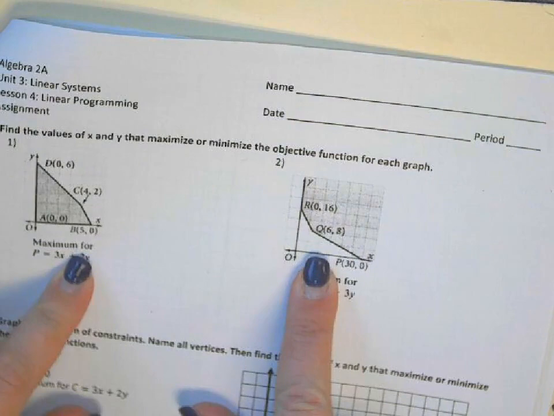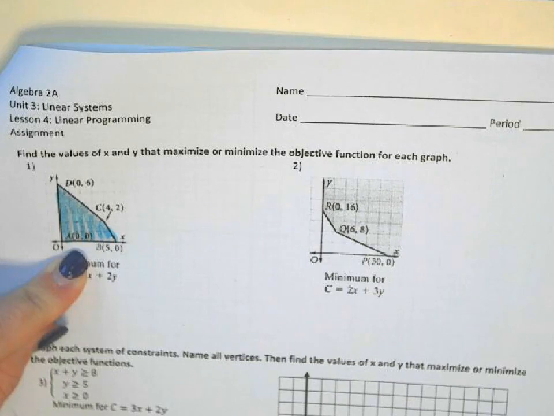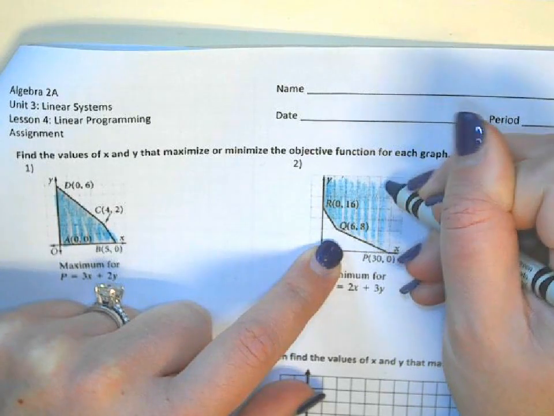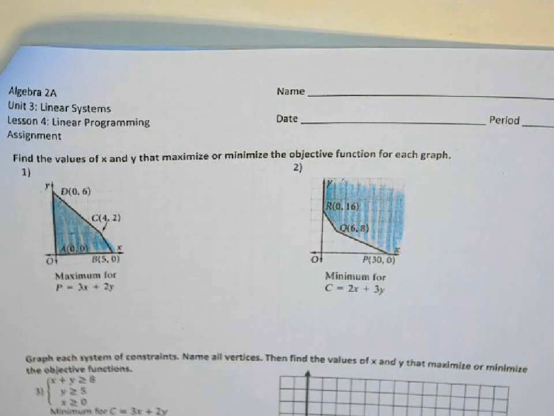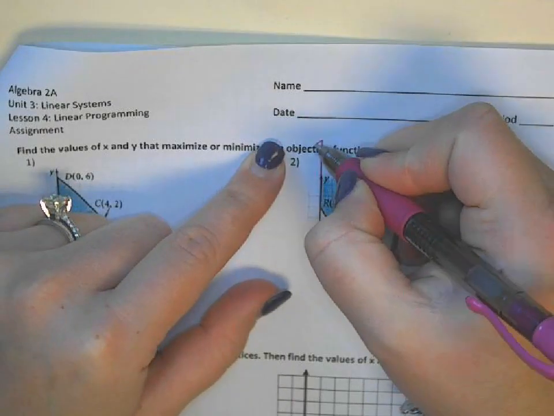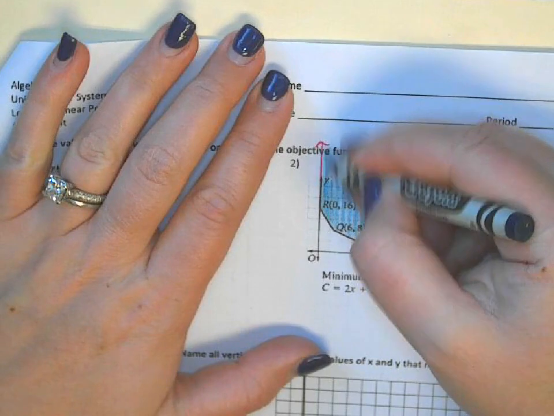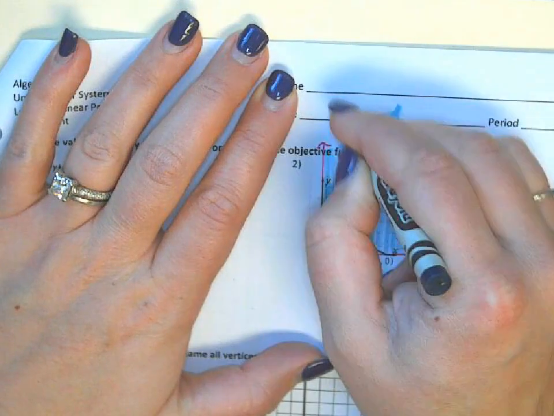Numbers 1 and 2, these ones are already done for you, they're already graphed. Okay? This one, is this one bounded or unbounded? That one's bounded. What about this one? Is this one bounded or unbounded? This one's unbounded because if you notice, this arrow is going to keep going up and this arrow keeps going to the right. We have no idea how far off this graph we'll ever get to because it keeps going forever and ever and ever.